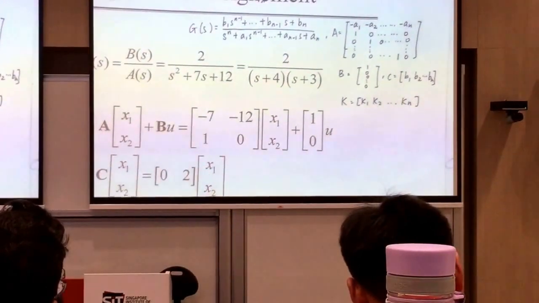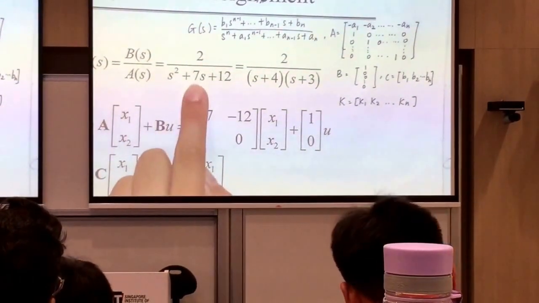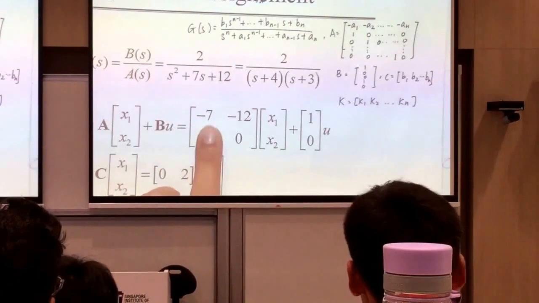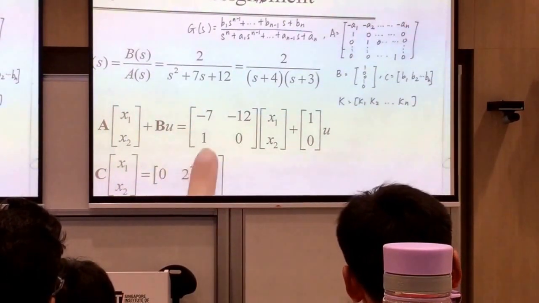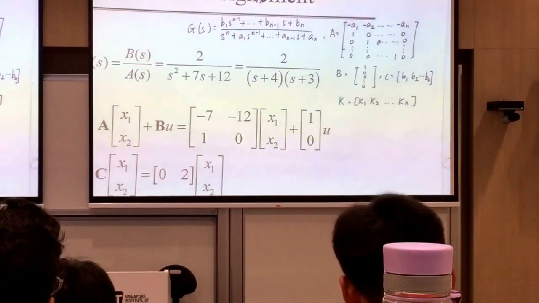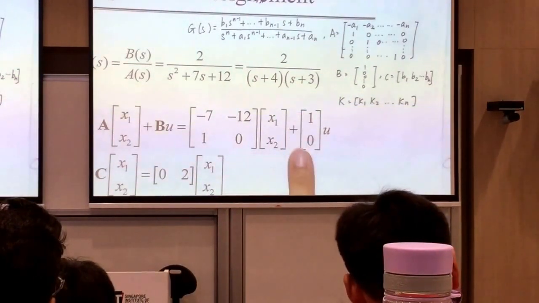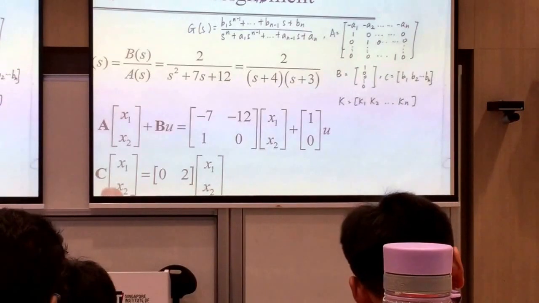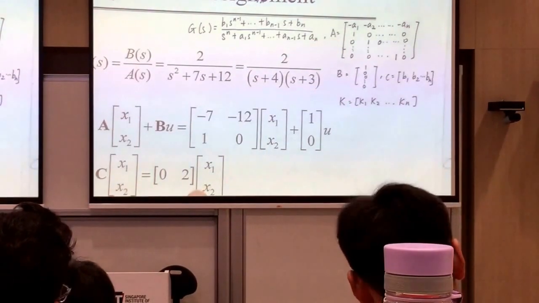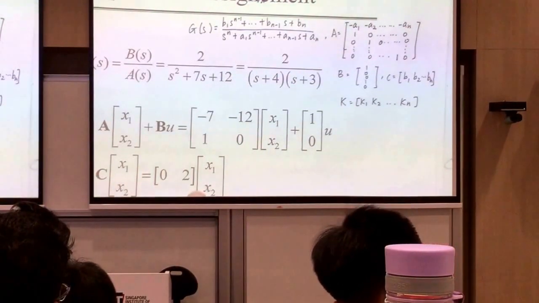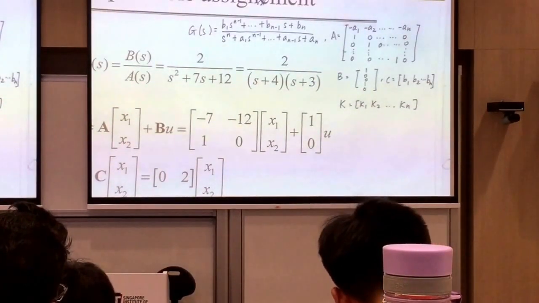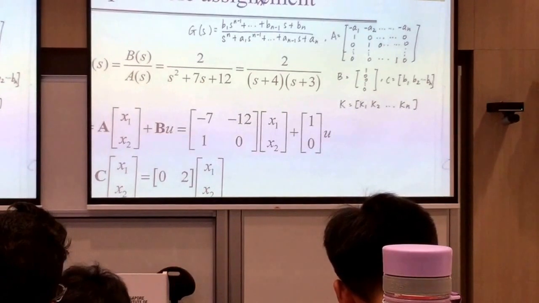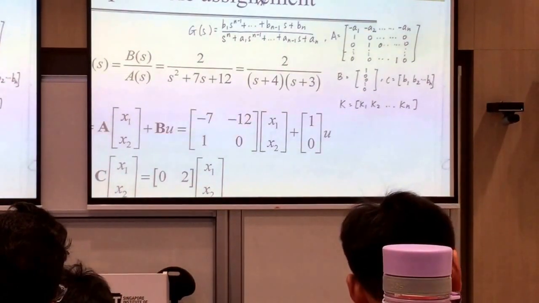So as I said, A1 is 7, so you have minus 7, minus A1. A2 is 12, so minus 12. And a triangular matrix, so 1, 0. B is always 1, 0. C is 0, 2. Okay? So you can write this as the first step.